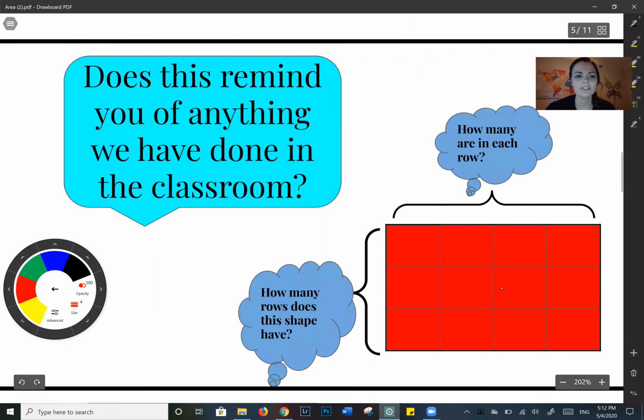So earlier in the year, we did something that kind of looked like this, and I'm wondering if you remember what it is. We have rows. These are the rows. We have 1, 2, 3 rows, and we have in each. Those words, in each, they sound very familiar. How many in each? 1, 2, 3, 4. Usually when we see the words in each or hear them, we're talking about multiplication or division.